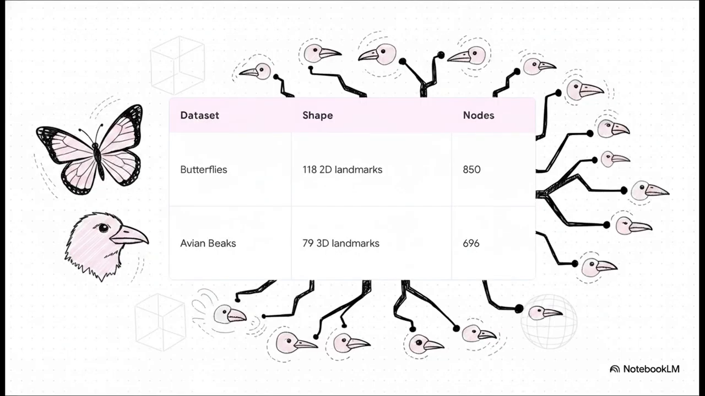But it gets better because HyperReacts isn't just limited to 2D data like butterfly wings. It successfully reconstructed the evolutionary history of avian beaks using 79 3D landmarks across nearly 700 nodes. Because 3D shapes warp in such incredibly complex ways, analyzing a dataset like this would have previously been completely impossible for computers. But now, it's solved in mere seconds, giving scientists highly accurate estimates of what ancient bird beaks actually looked like and exactly how fast they evolved.